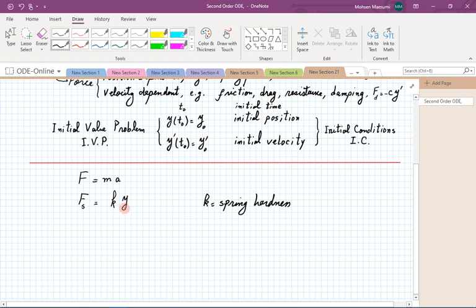force, the force that is acting on the object, is in the direction opposite to your displacement. So if y is positive, then the force is going to be negative. If y is negative, then your force is going to be positive.